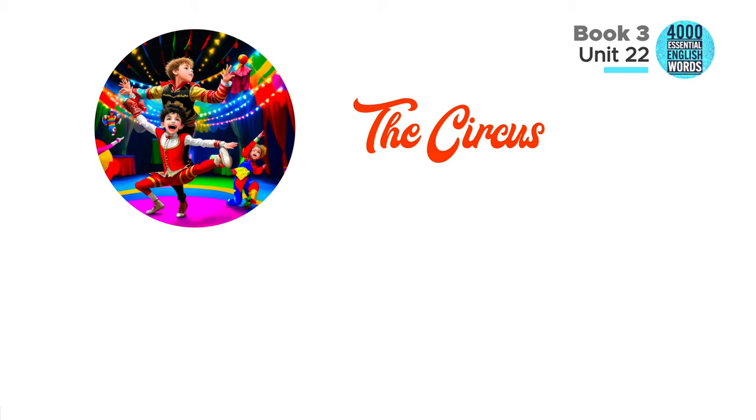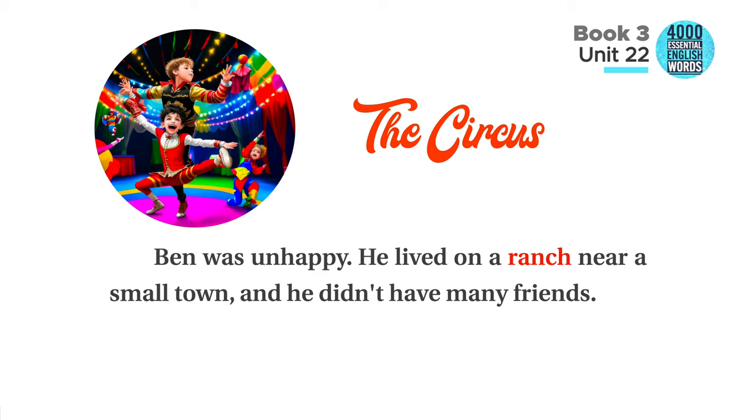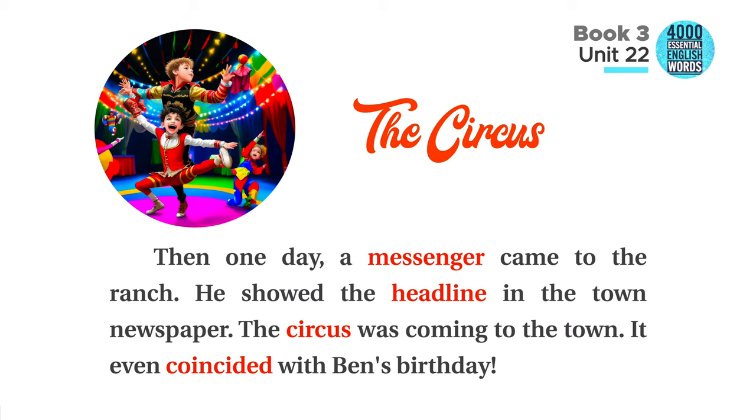The circus. Ben was unhappy. He lived on a ranch near a small town, and he didn't have many friends. Then one day, a messenger came to the ranch. He showed the headline in the town newspaper. The circus was coming to the town. It even coincided with Ben's birthday.